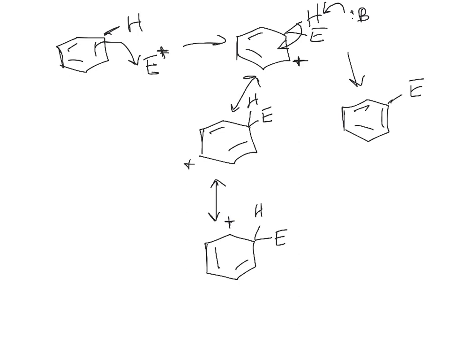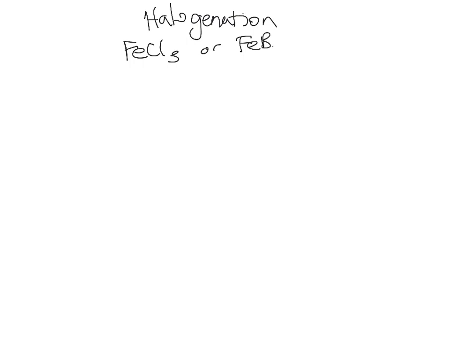So let's see some examples of what this looks like. First one is halogenation. So with halogenation, you have to have a Lewis acid catalyst. In that case, it's either FeCl3 if you're adding chlorine, or FeBr3 if you're adding bromine. The mechanisms are going to be the same, but you need that catalyst. So your first step generates an electrophile, and then the electrophile is ready to add to the ring.